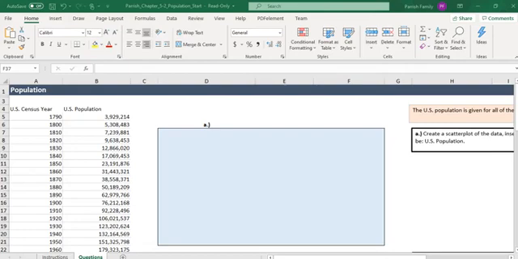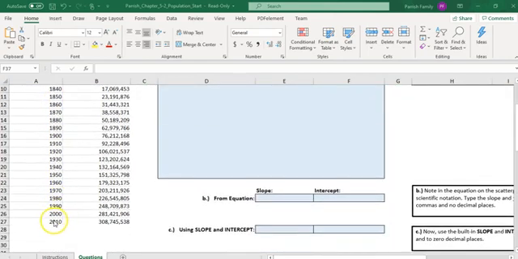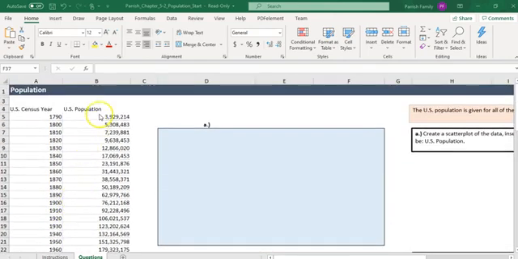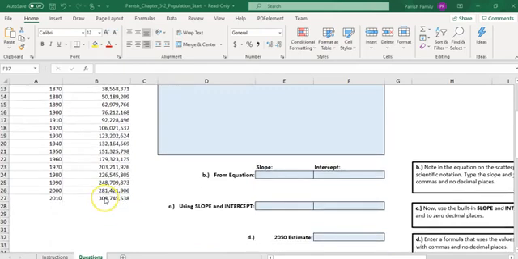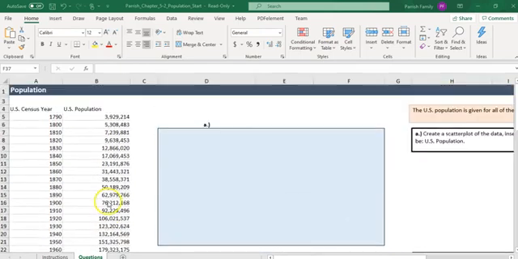Okay, we're going to look at this Excel document that's talking about population. So what you have here in this spreadsheet, in column A, are the years, 1790, 1800, 1810, all the way down to 2010. And in the U.S. population column, you have the population of the United States during those years, and it goes all the way down again. So let's look at our instructions.